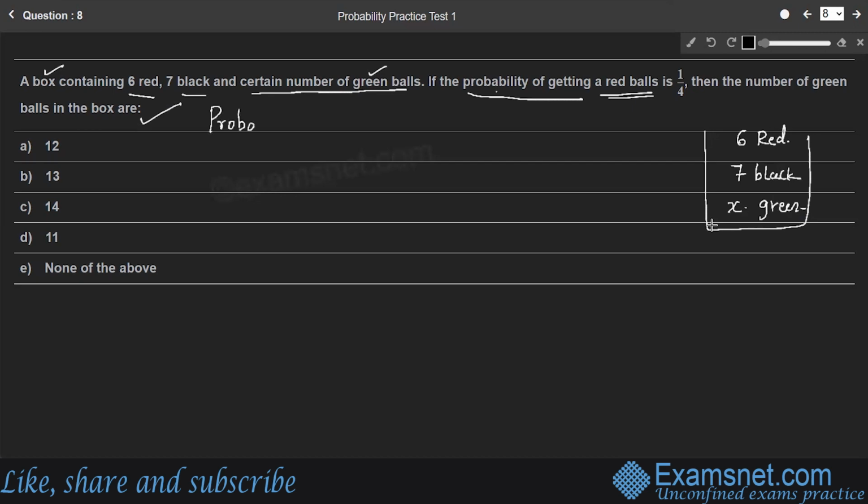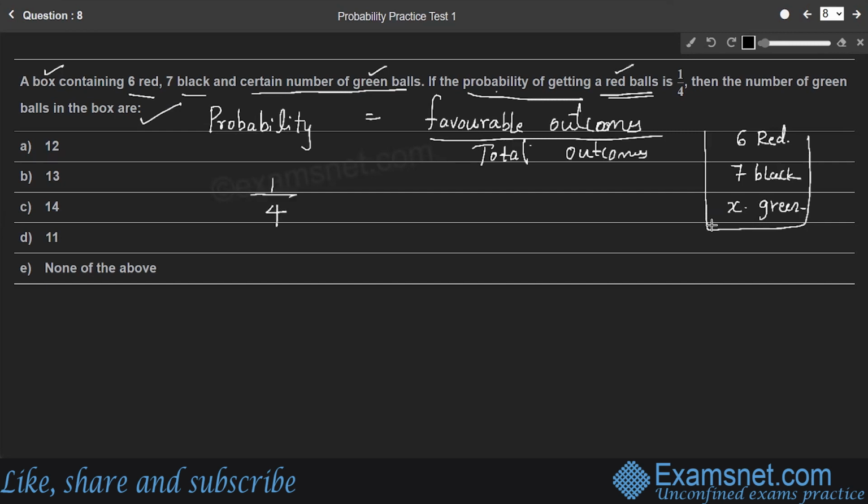So we'll consider probability is equal to favorable outcomes by total number of outcomes. Here, the probability of getting a red ball is 1 by 4, which is equal to, so what is the probability of getting a red ball? Total outcomes are 6 plus 7 plus x. In that, how many are red? 6 balls are red. Therefore, the number of red balls by total number of balls gives the probability of getting a red ball.